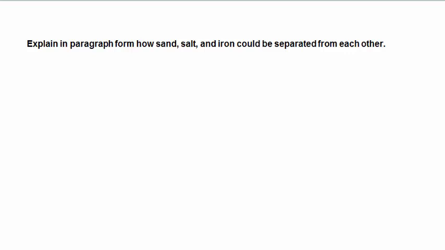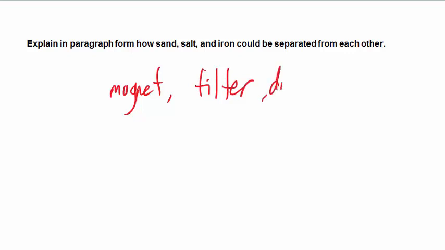Okay, so the first question says, explain in paragraph form how sand, salt, and iron could be separated from each other. So remember that you first used a magnet to separate the iron out, then you used a filter to separate the sand from the salt, and then you dried the sand, and then there was some subtraction that was involved to get the mass of the salt.